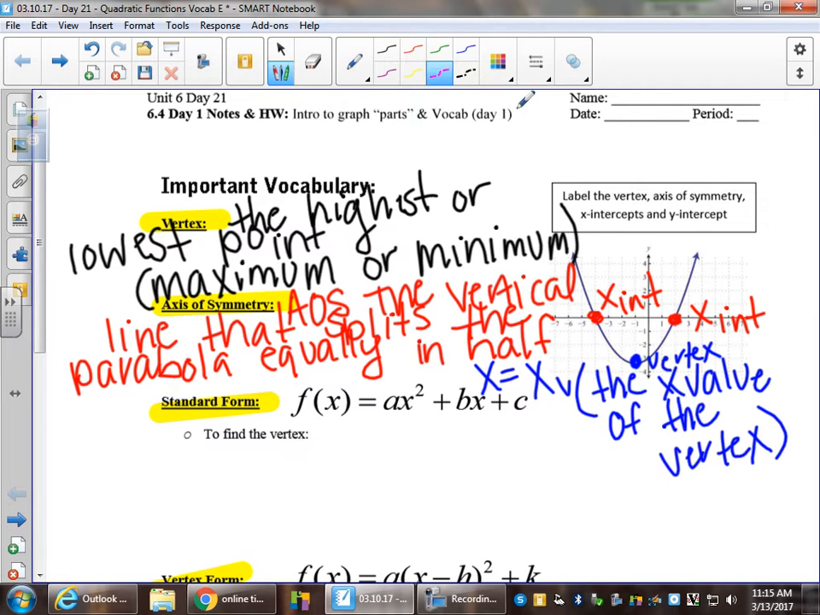Okay, so based on our definitions, what is this called? The axis of symmetry. Keep it consistent. What is this little point right here? The y-intercept. Where the graph touches or goes through the y-axis is your y-intercept.